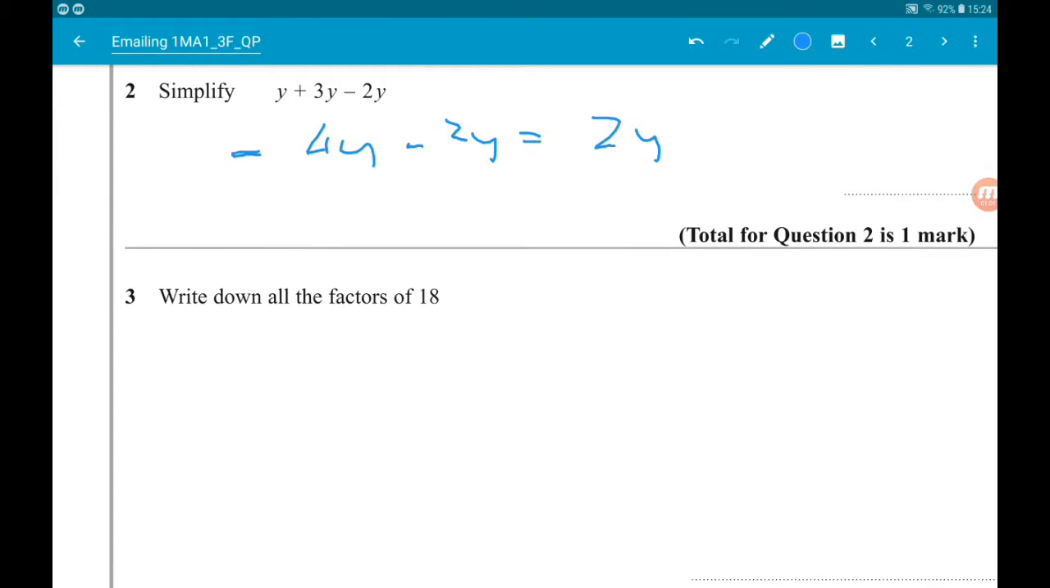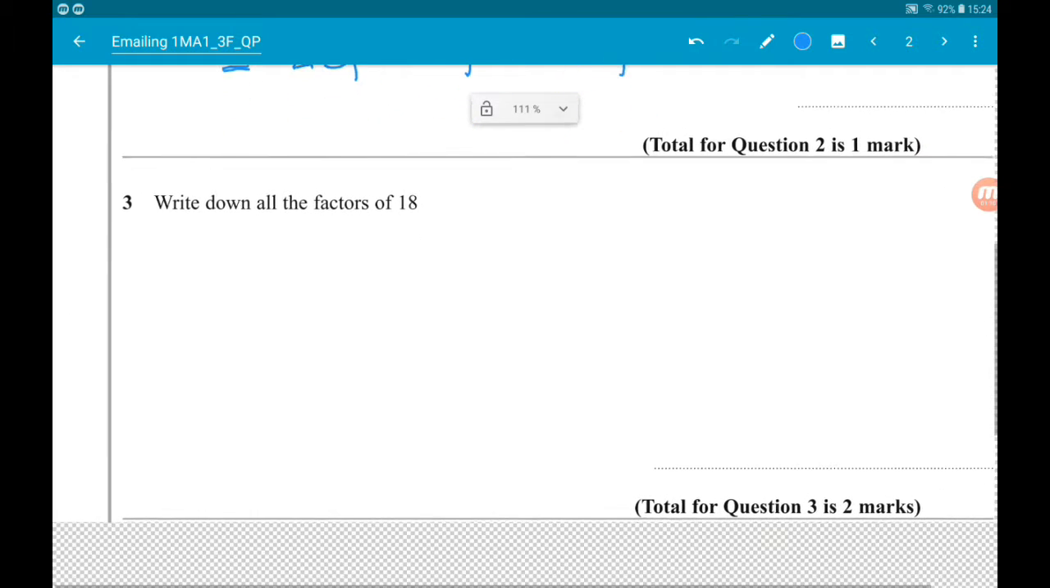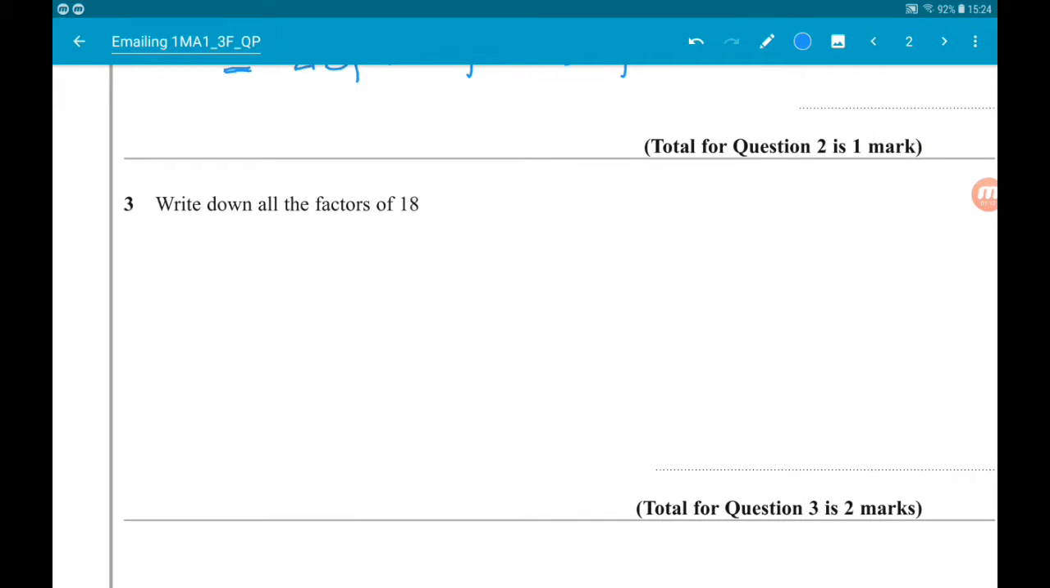Okay, number 3 says to write down all the factors of 18. So, factors are the numbers that divide 18 exactly. Best way to do this is in factor pairs. So we have 1 and 18, 2 and 9, and 3 and 6.